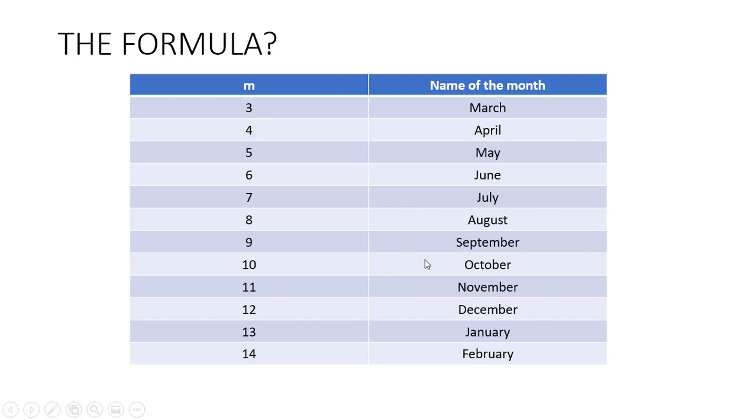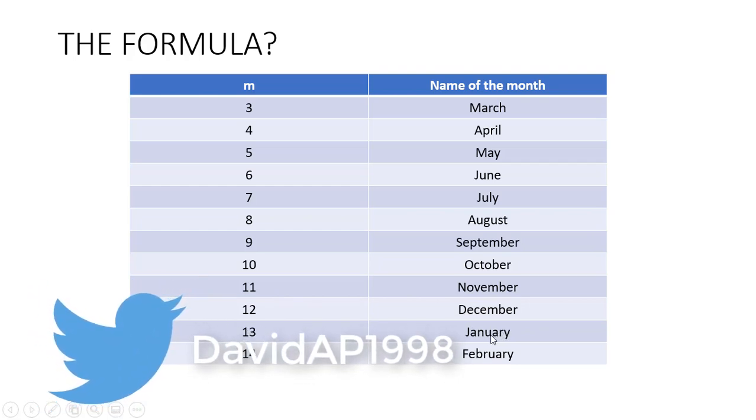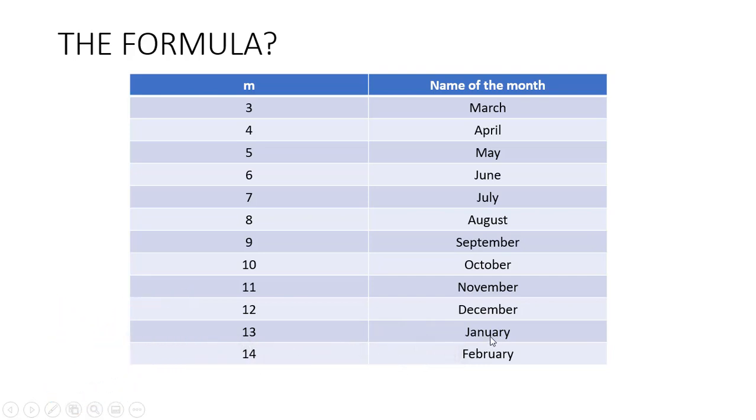And there is a singularity here: January and February are not the first and second month of the year. They are the 13th and 14th month of the year. So we have to be careful with these months. If you were born in these months, you have to be very careful. We are going to note something later, so be careful.